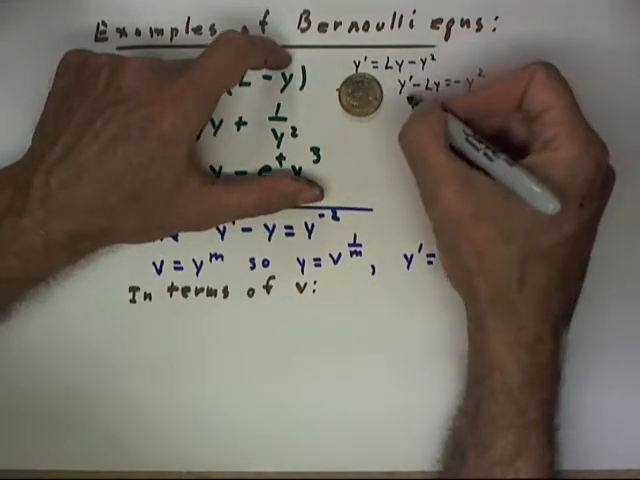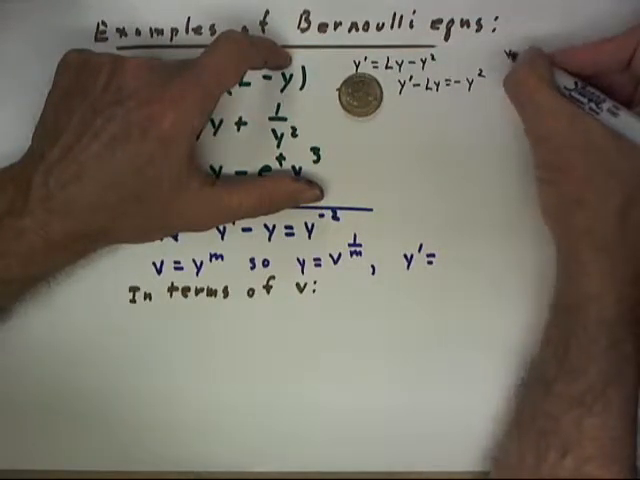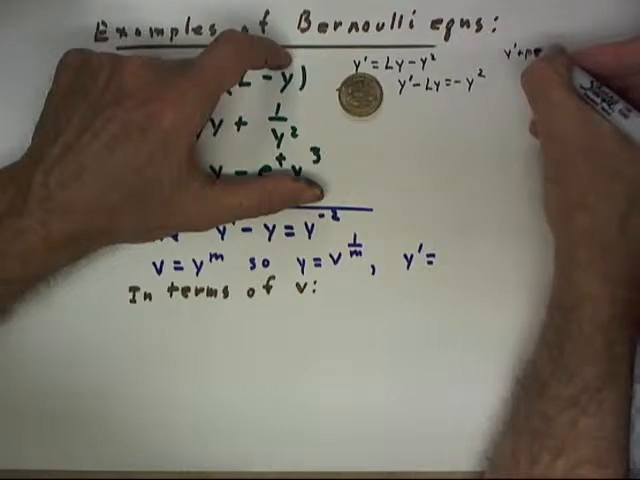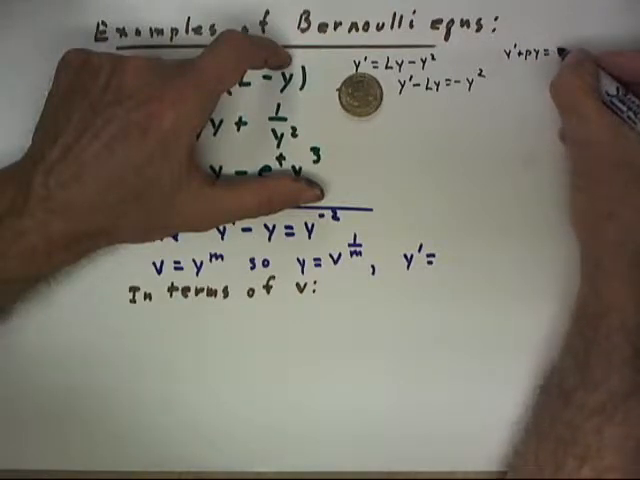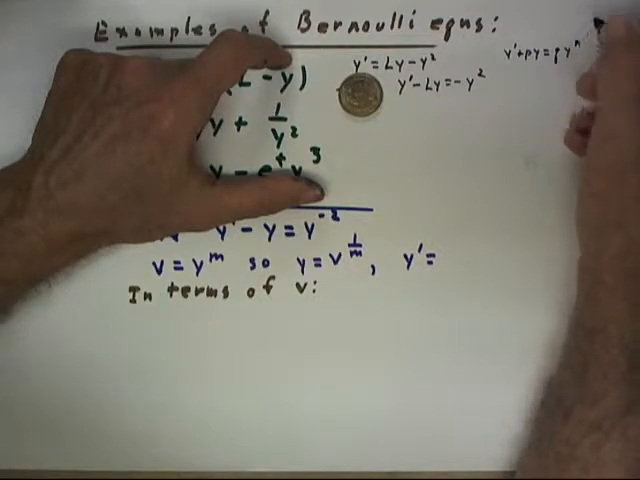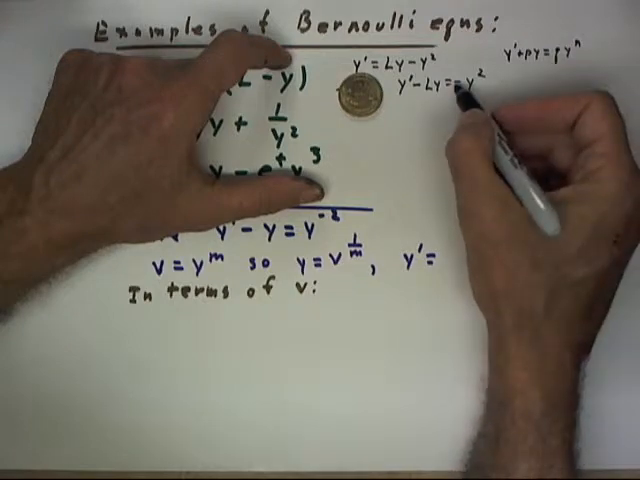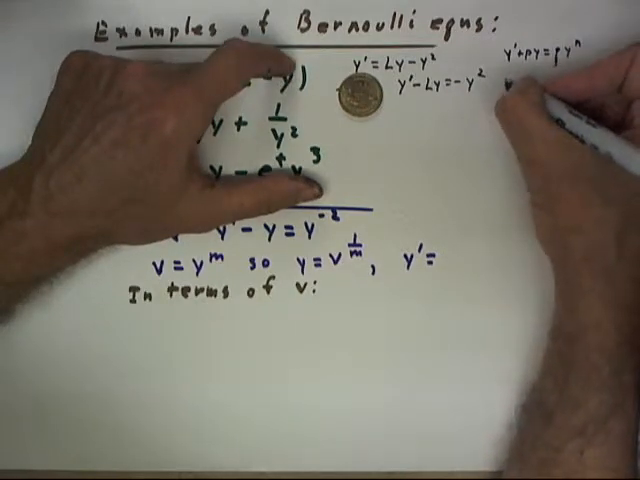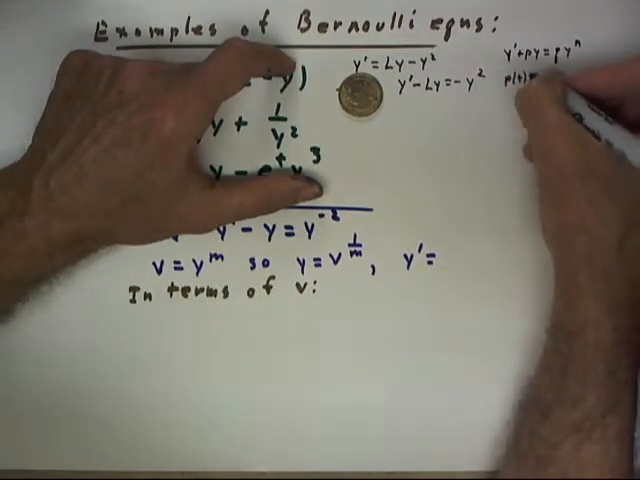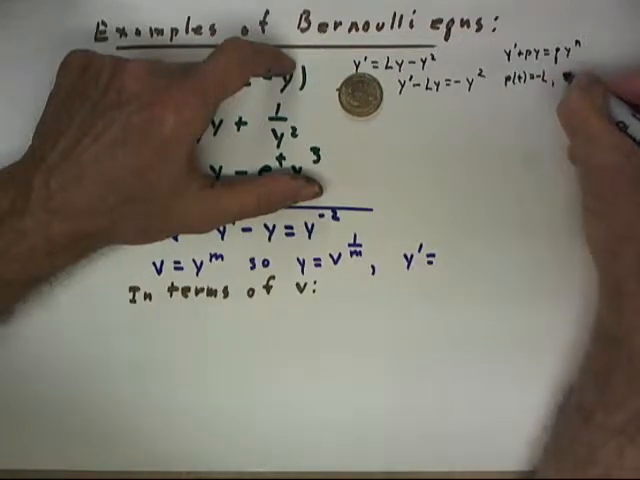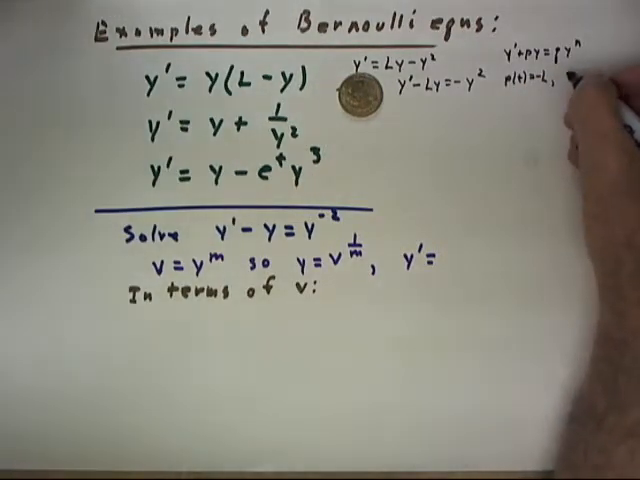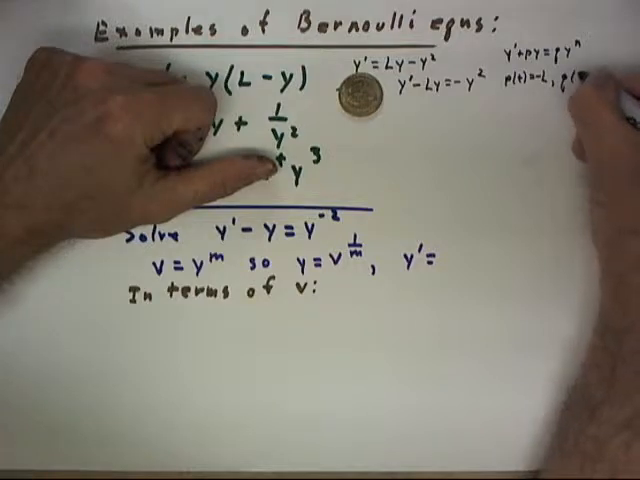Now this is of the form y prime plus py equals qy to the n, for p of t equal to negative L, excuse me, q of t equal to negative 1.